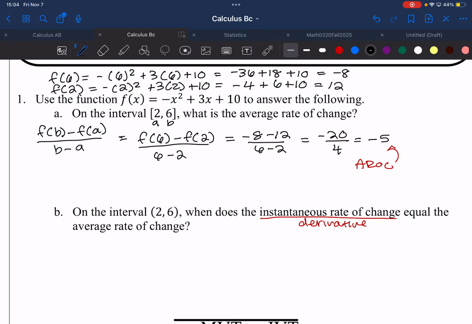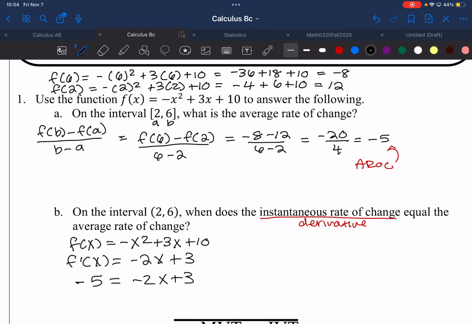So we have our function f of x is equal to negative x squared plus 3x plus 10, which means the derivative is going to be equal to negative 2x plus 3. So again, it's asking to see if the derivative is equal to the average rate of change. What did we find the average rate of change to be? Negative 5. So we're seeing if negative 5 is equal to negative 2x plus 3, which since we're trying to solve for an x value, we're trying to see which x value makes this true.